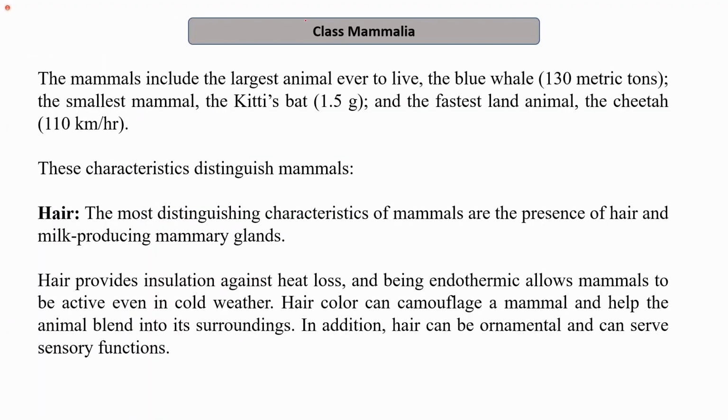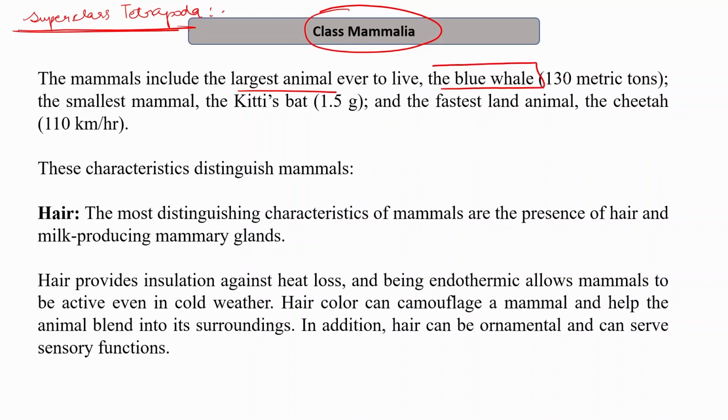Then the last class of the phylum Chordata is the class Mammalia, superclass Tetrapoda. Right? Class Mammalia. The mammals include the largest animal ever to live, for example, the blue whale, which is 130 metric tons. The smallest mammal, which is the kitti's hog-nosed bat, is 1.5 gram. And it has the fastest land animal, the cheetah, that runs around 110 km per hour. So the characteristics of mammals include the largest animal to the smallest animal, and the fastest land animal, etc.